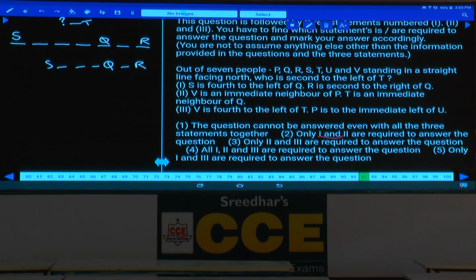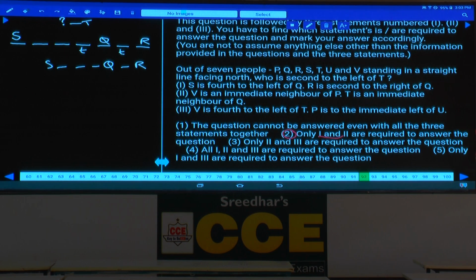No information about T. And condition number 2, what is condition number 2 here? V is an immediate neighbor of P and T is an immediate neighbor of Q. As T is an immediate neighbor of Q, T can be either here or here, isn't it? Hence we cannot find out the position of T. If T is here, then the question could be different, isn't it? There is more than one possibility for this T. Hence 1 and 2 is not sufficient to determine. Hence 2 alone is not sufficient.